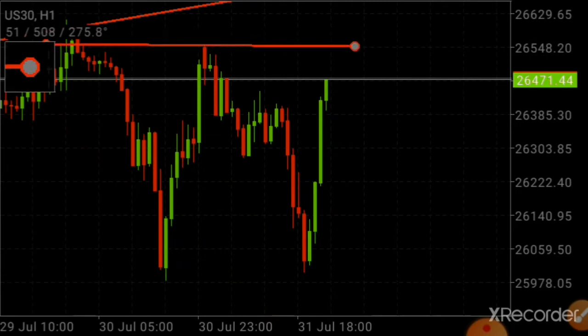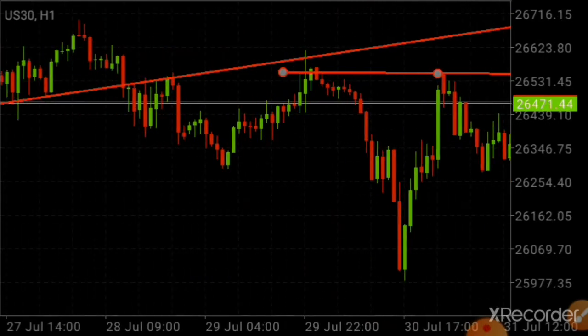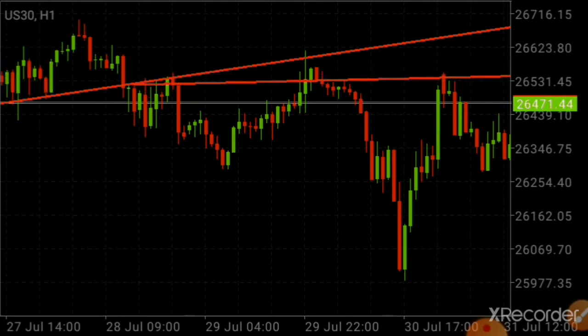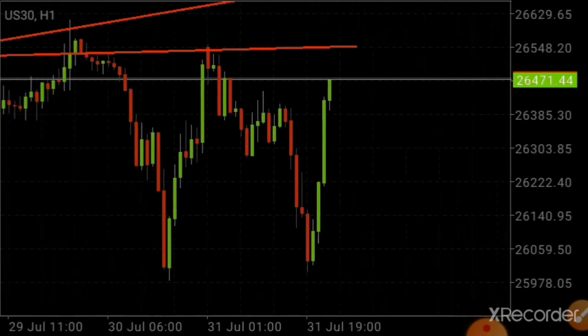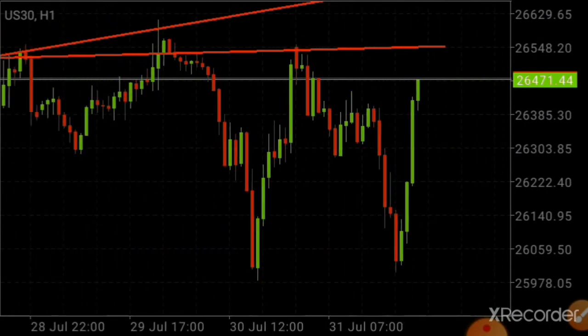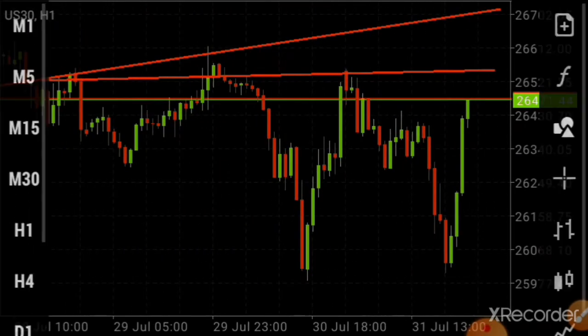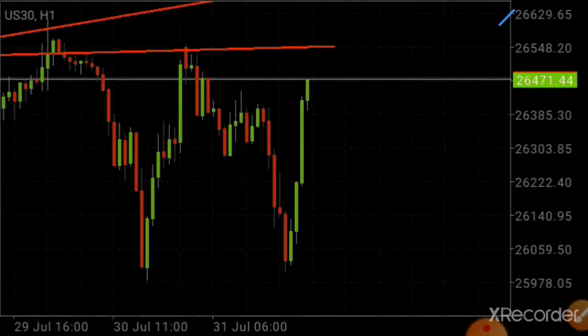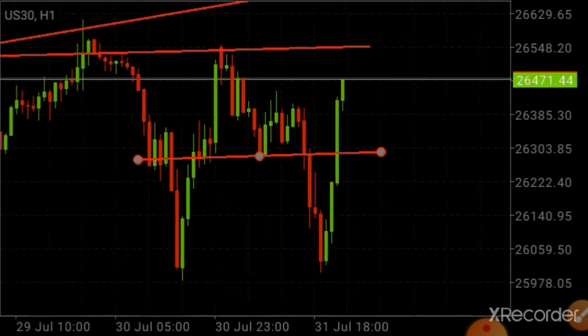There's a support here. So there's a support there. Also, we can mark out this level. There's a resistance. We can mark out this level. This is a support.